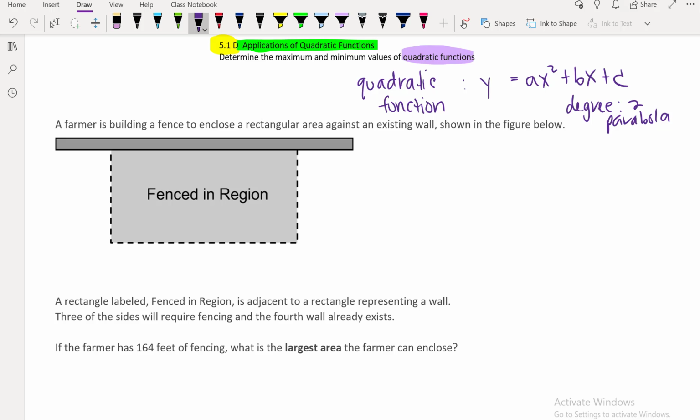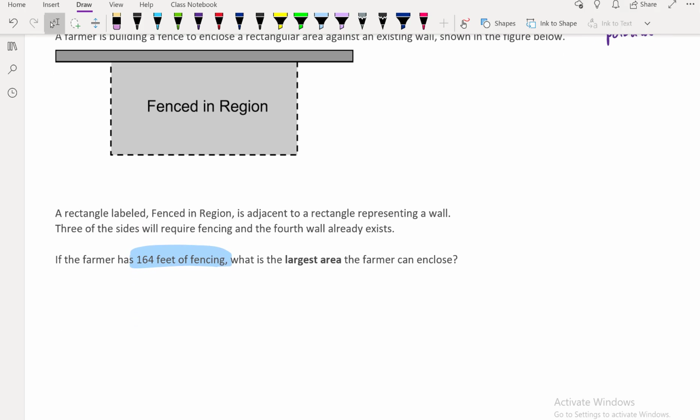If the farmer has 164 feet of fencing, what is the largest area the farmer can enclose? So this is what it's asking you to do. Well, it's telling you that it has 164 feet of fencing. So whenever we're thinking about a rectangle and we're talking about fencing, that should tell you it's the perimeter.